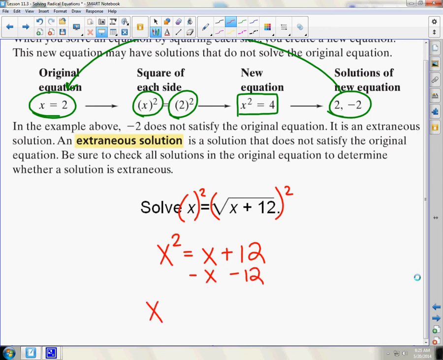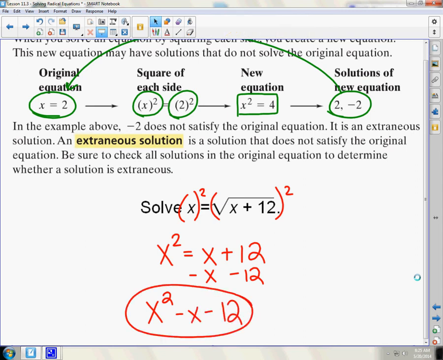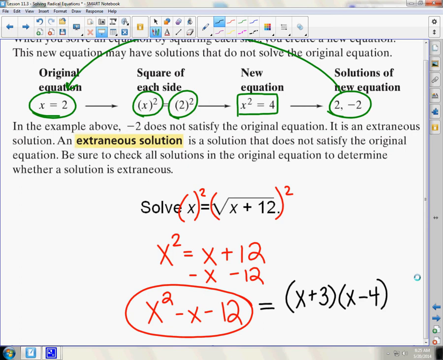And now, what do I have? x squared minus x minus 12. Well, I have the quadratic formula. So now I have to solve this with that. So I'm just going to factor. So if I look at this, my factors of 12, 3 and 4, that will give me negative 1. So I want x plus 3 times x minus 4.